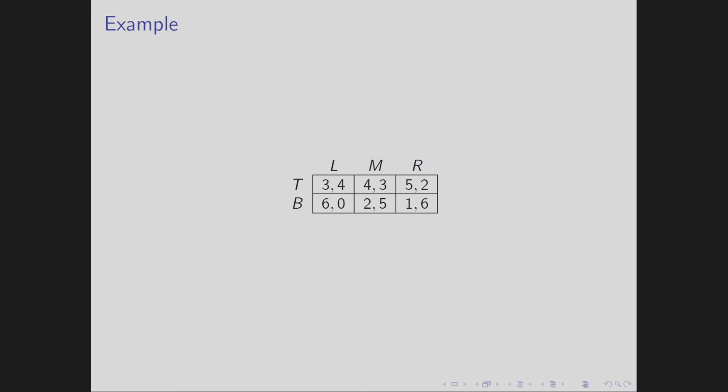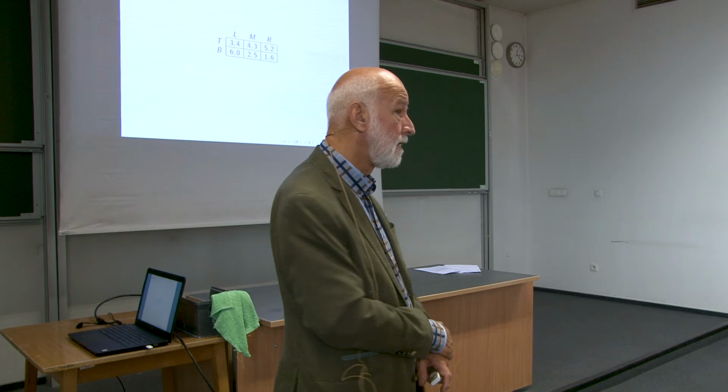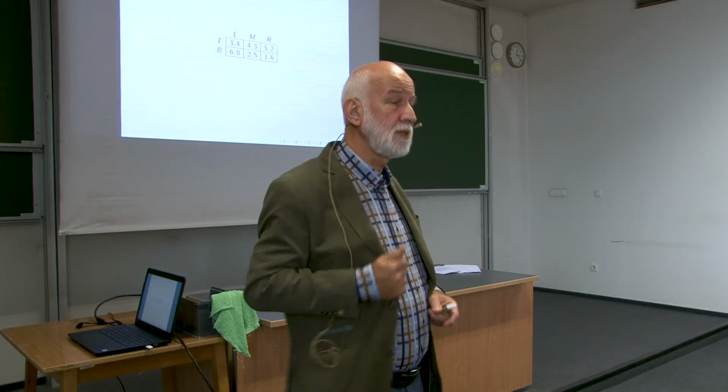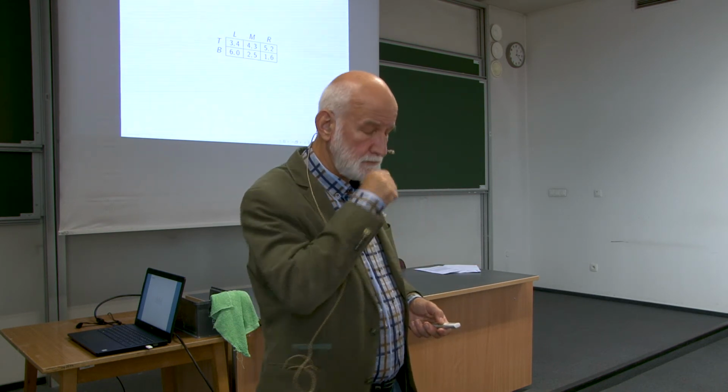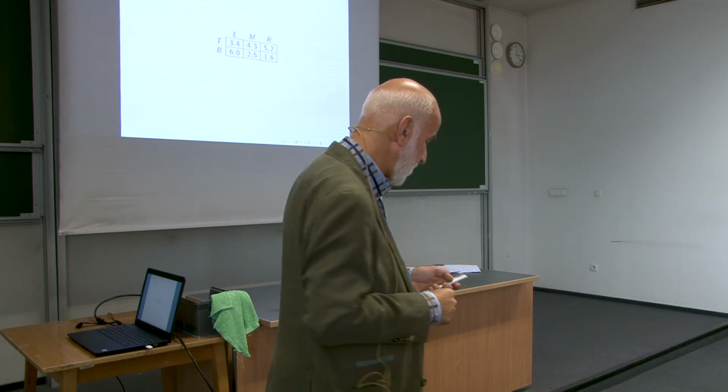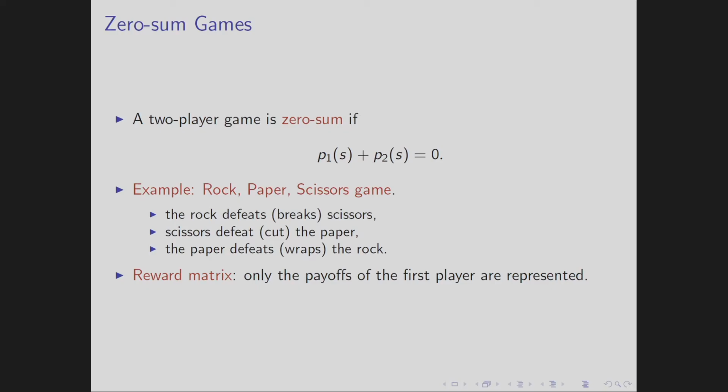Here is an example of such a game. So let's check. Suppose that we consider 3, 4, so this TL, with the other corner BR. So if we move from TL to BR, then player 1 gets worse off, correct? From 3, his payoff drops to 1. But for player 2, it goes up from 4 to 6. So you can check for all other combinations that it's the case. So this is an example of a strictly competitive game. And a special case of such games is a zero-sum game.